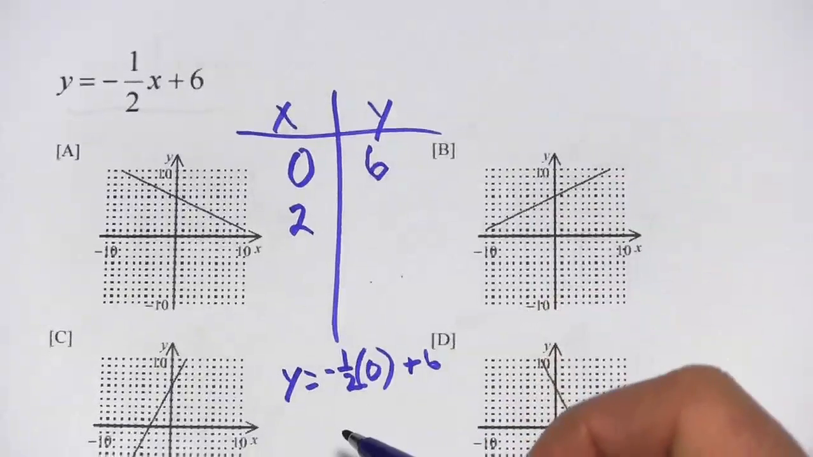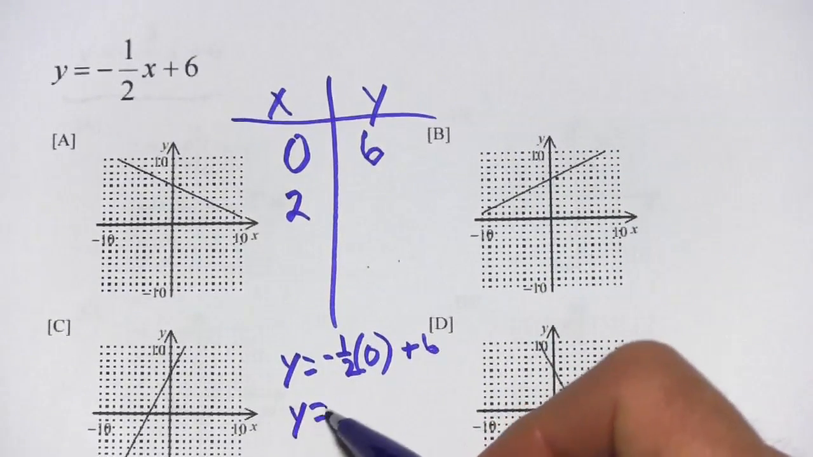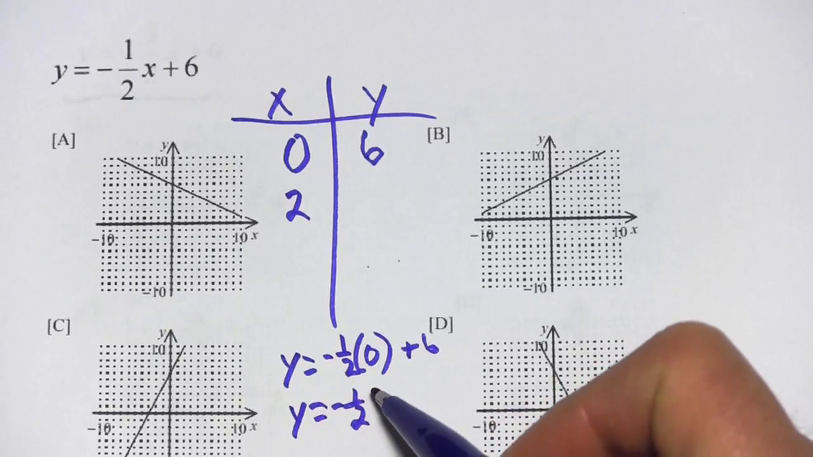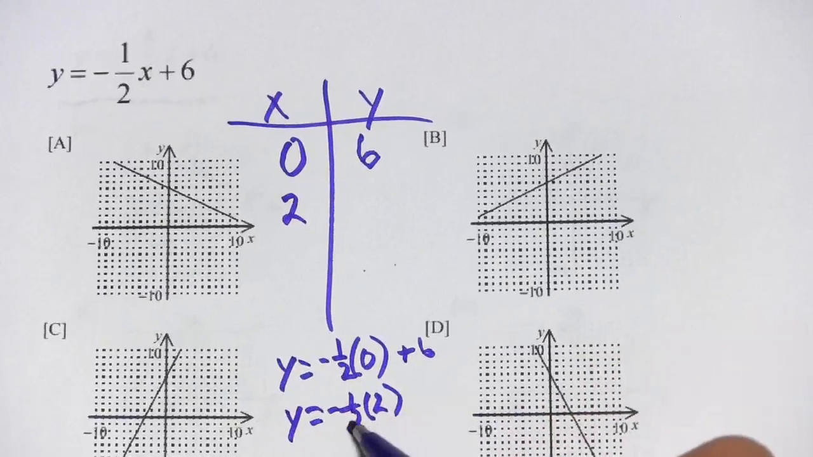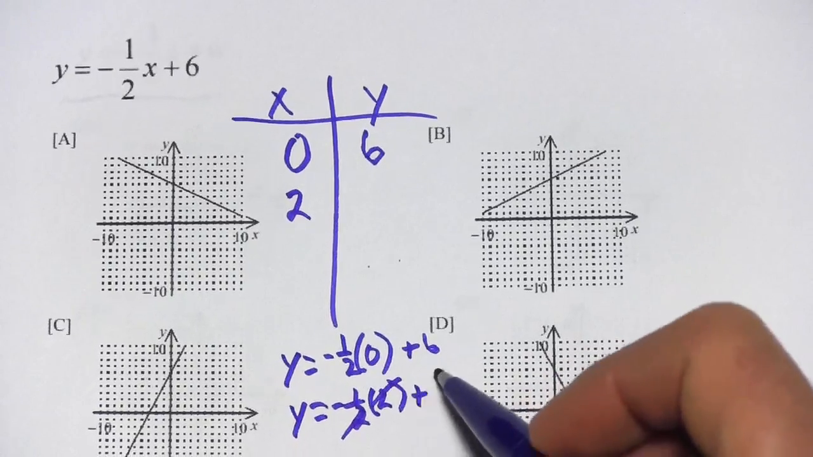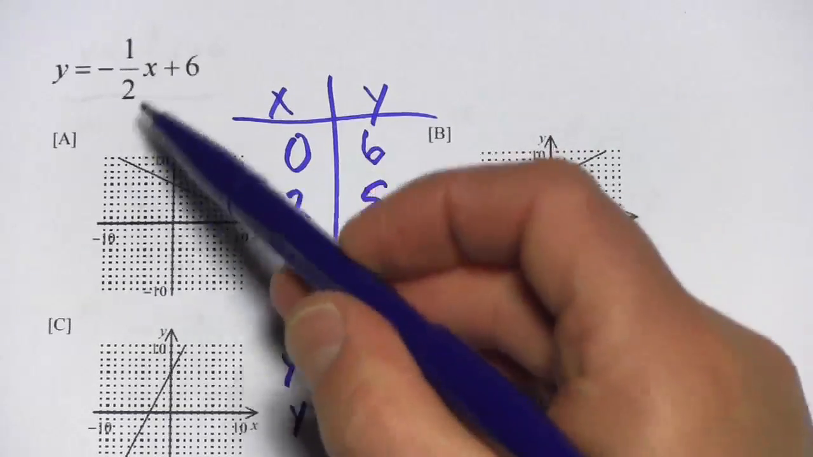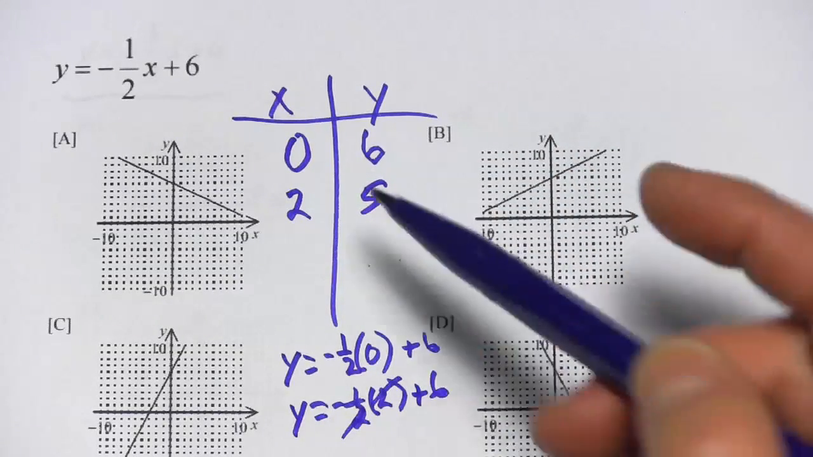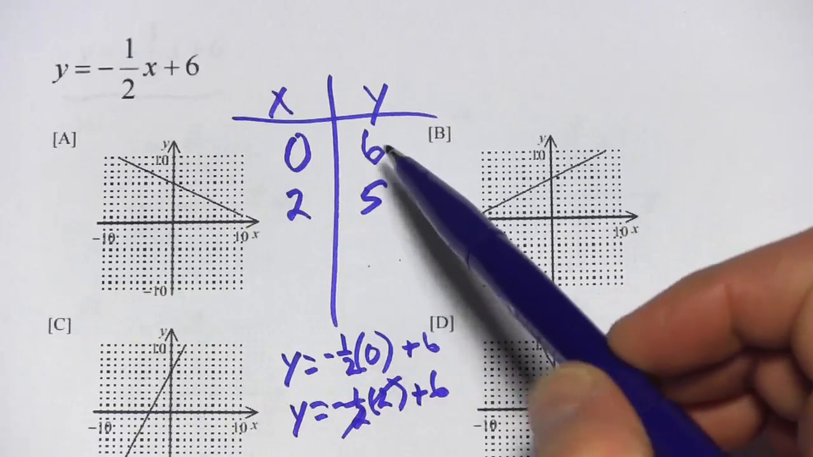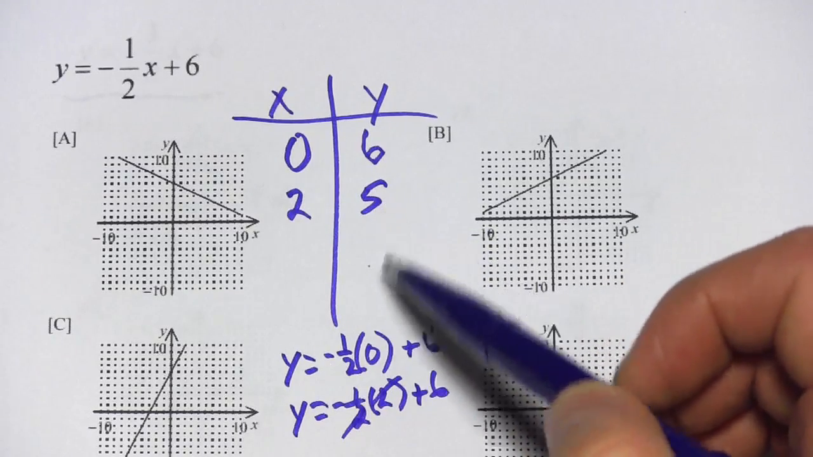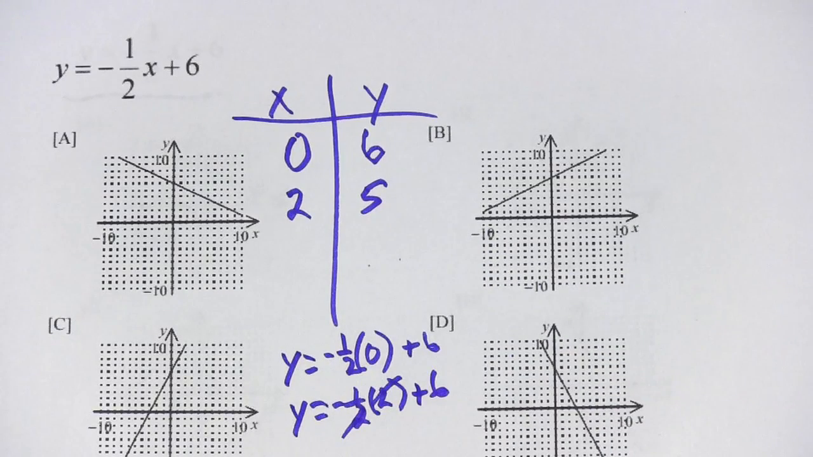When I multiply, I get y equals negative 1/2 times 2. And those 2's are going to cancel out, so I'm left with a negative 1. And negative 1 plus 6 is 5. So I chose 2 because that just makes the math easier there. So now I've got 2 points, (0, 6) and (2, 5). And I want to find the graph that has those points on them.